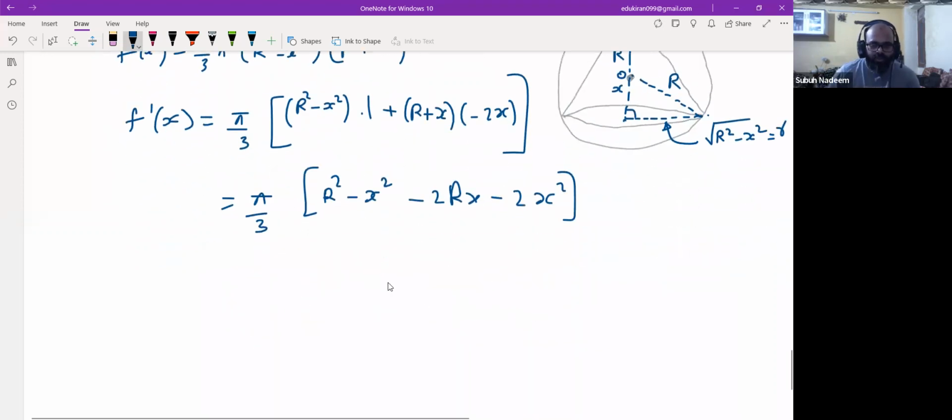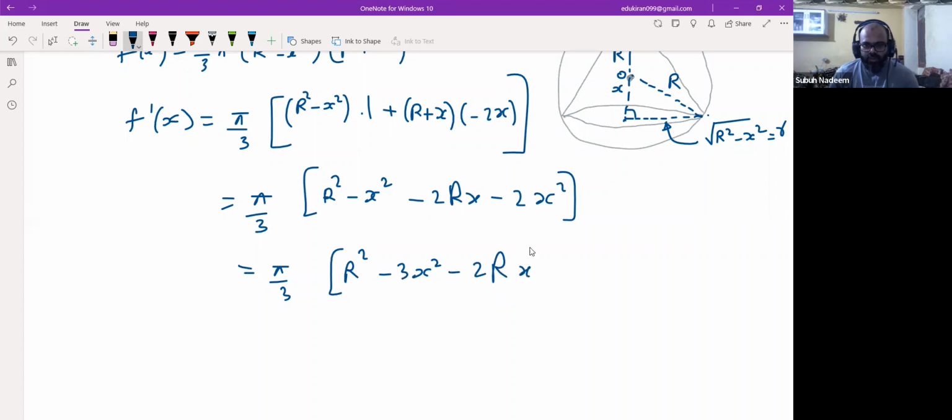So this will become pi by 3 into R square minus 3x square minus 2Rx. Now this is equal to 0 for maximum or minimum. So pi by 3 will become 0 there. Let us change the signs here: 3x square plus 2Rx, we take minus common also, minus R square equal to 0.